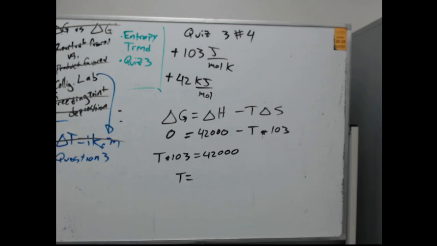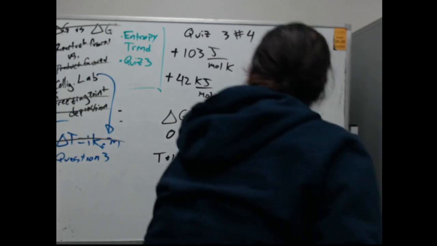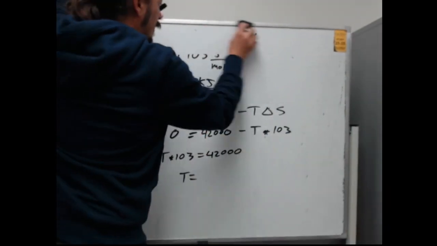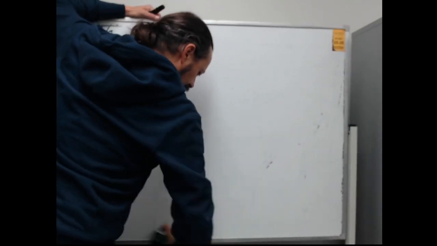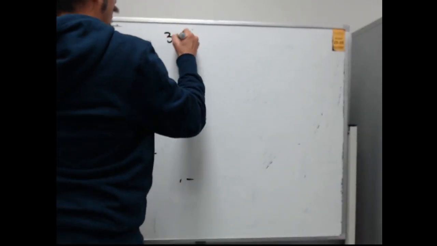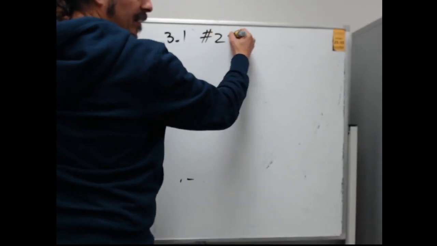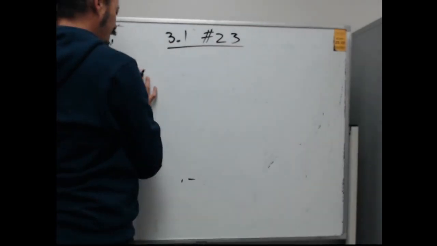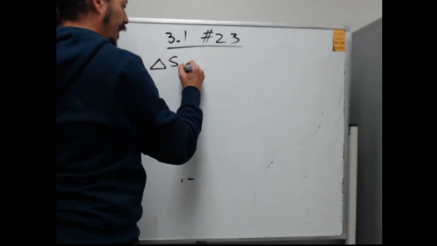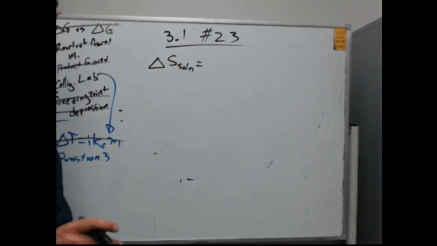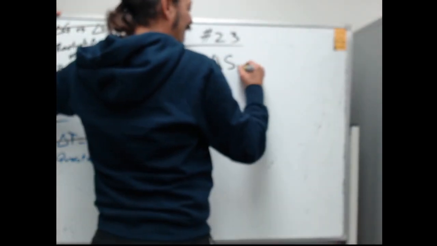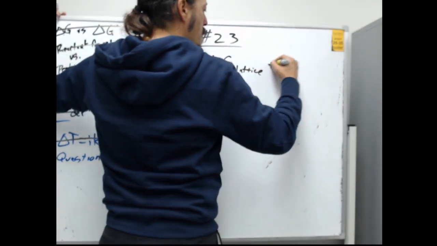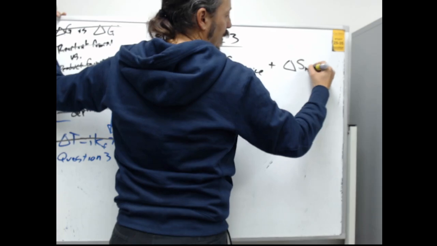This is very similar, but not exactly the same as the delta H arguments. So let me write this down. Which homework is this, or which assignment is this? It's 3.1, number 23. Okay. So here's what we have to think about. We're looking at delta S. So our delta S of solution, just like our delta H of solution, is going to be made by a delta S of lattice plus a delta S of hydration.